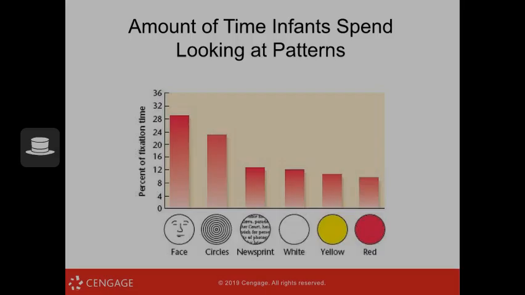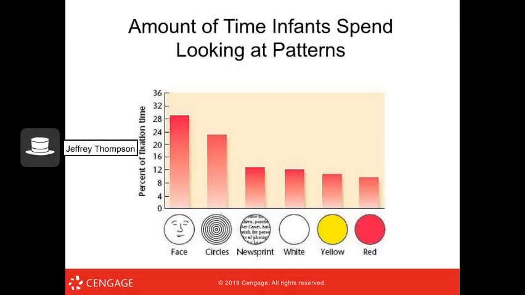So, in a study of the amount of time that infants spent looking at specific patterns, they spent the most time focusing on faces. They also like circles. They like newsprint. The color red is the least appealing. So we can see that they have an inborn preference for faces.